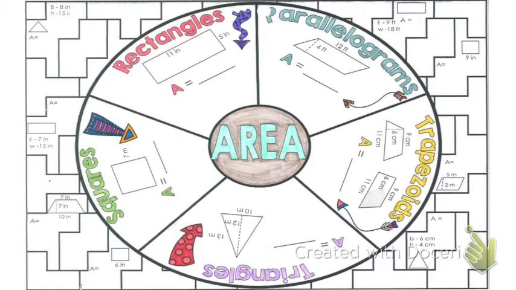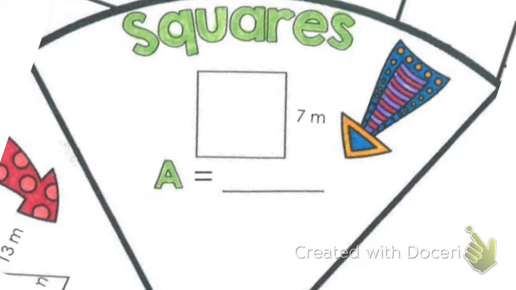The first one we're going to talk about is squares. So this is a review from previous years. For squares, the formula is side times side, or side squared. It gives us the side measurement right here.